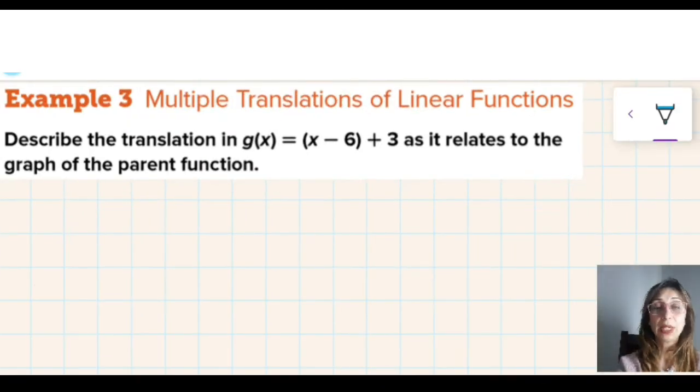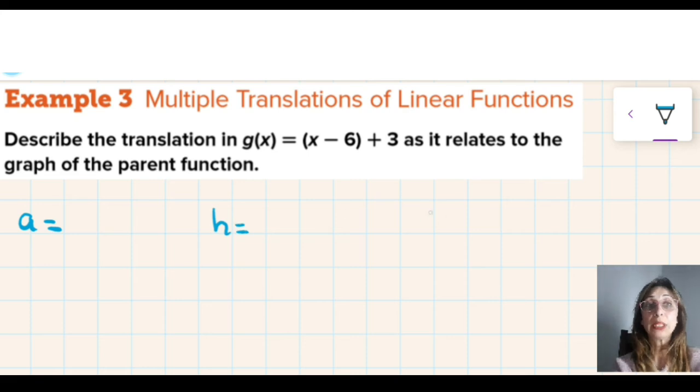Another example. Describe the translation in g of x equals (x minus 6) plus 3 as it relates to the graph of the parent function. Again, the first thing we do is write what is a, what is h, and what is k, and then we start describing. First, we have no a here. We don't have a number before the bracket, so it is 1. h is the number related with x inside the bracket, and it is x minus 6. This means that h is positive 6.